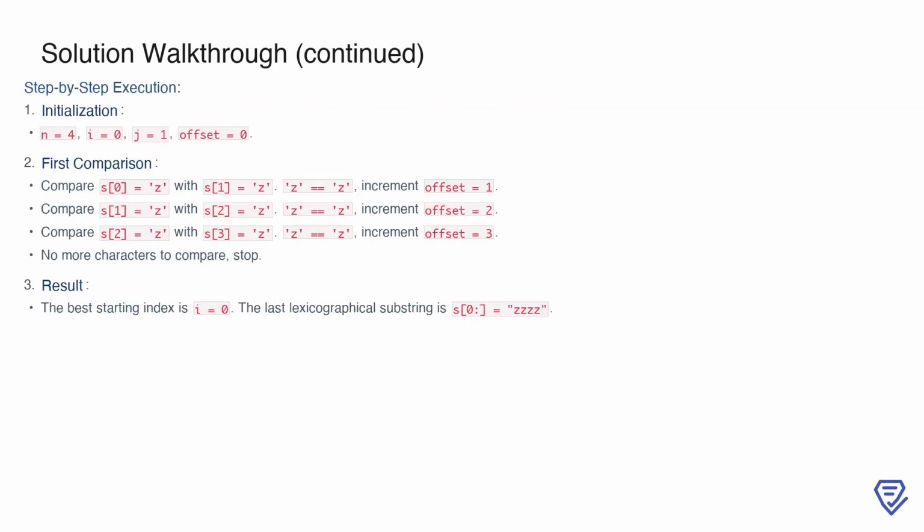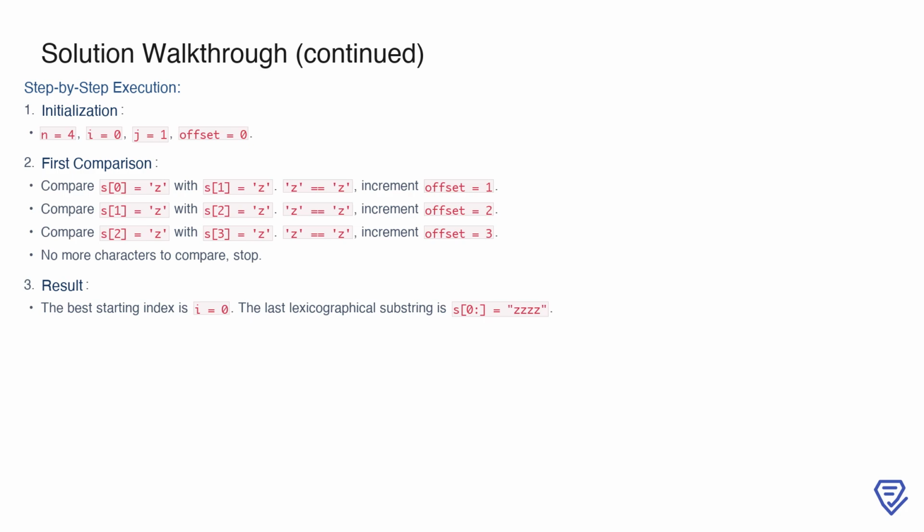In the final example, we examine the input s equals "zzz". Here, the string consists of identical characters. After initializing n equals 3, I equals 0, j equals 1, and offset equals 0, we compare s[0] equals z with s[1] equals z. Since the characters are equal, we increment offset to 1 and continue comparing the next characters.